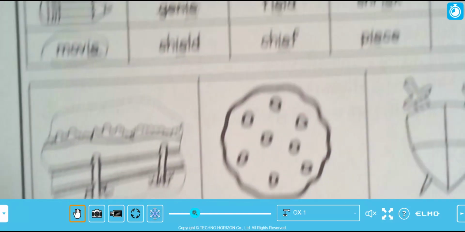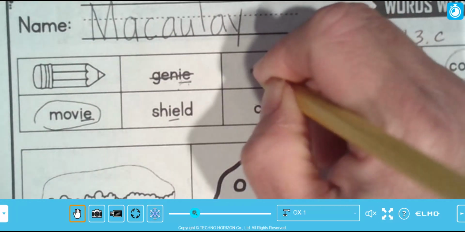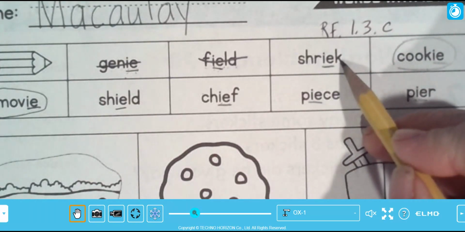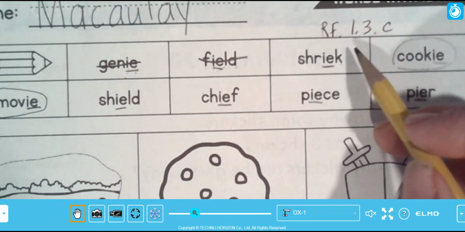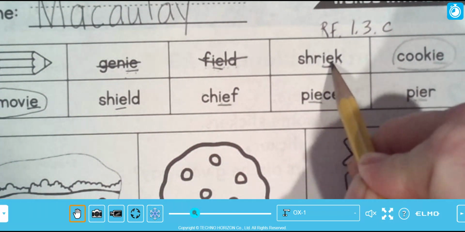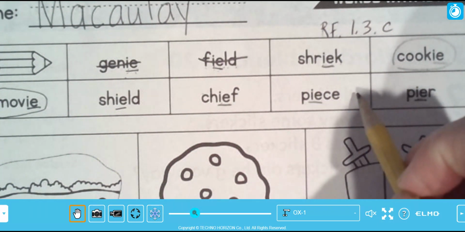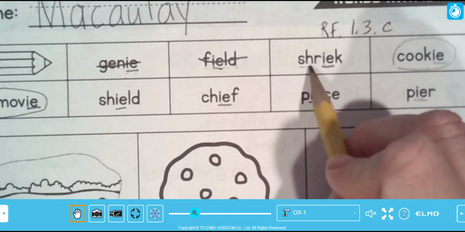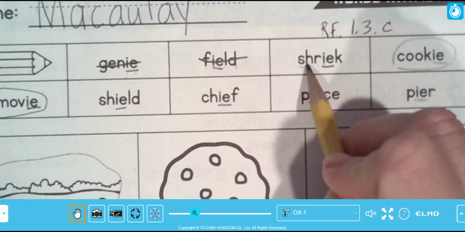Okay, so I'm going to cross off the word field. And we're going to go on to this word, okay? And if I'm going too fast, you go ahead and pause the video. Okay, so what sound does the IE make? Yeah, E, right? So let's read this word. SH together makes shh.